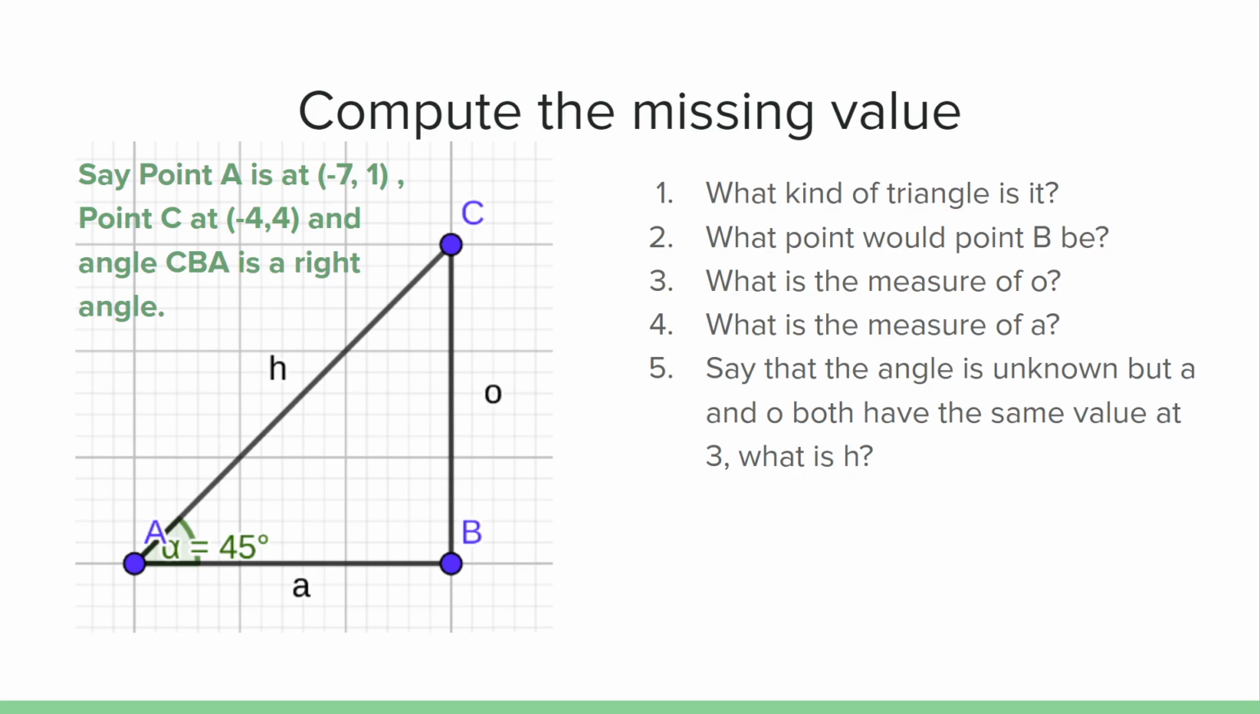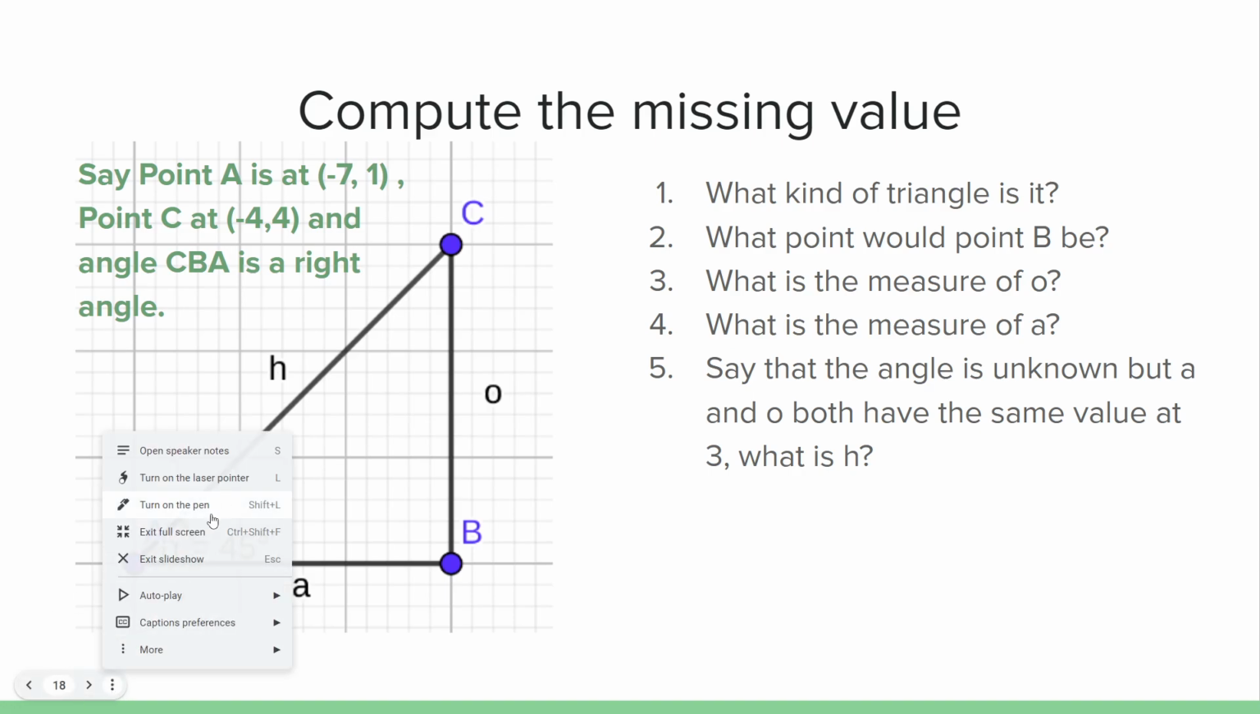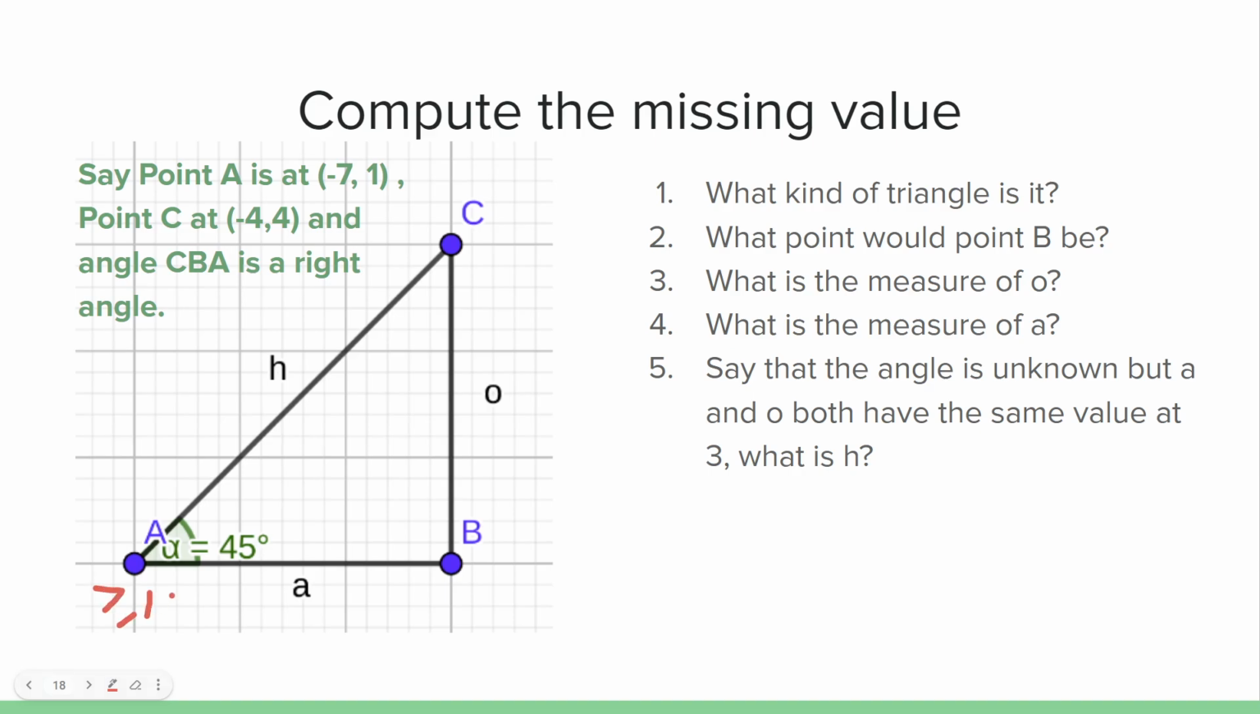Cruz? Given this is a right angle. Point A is 7, 1. Let's turn on pen. This is 7, 1. Point C is negative. Ah, sorry, -7 pala. Kaya pala. -4, 4. So if this is a right angle, what would be B?